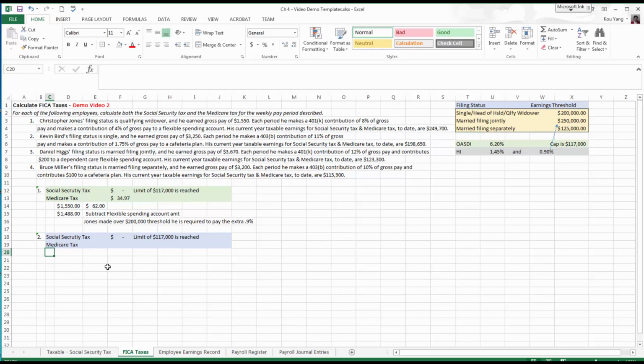For Medicare tax, okay, so he makes $32.50. And from that, I'm going to take $32.50 and multiply it by the contribution he makes with the cafeteria plan, which is 1.75%. So this amount must be subtracted from the gross amount to determine the amount that's taxable under HI, or Medicare tax. Okay.